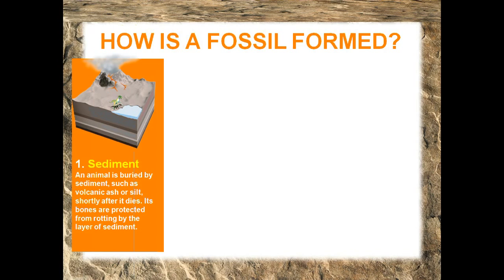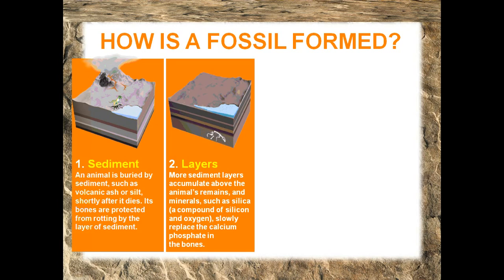Now, how is a fossil formed? It begins with sediment. An animal is buried by sediment, such as volcanic ash or silt. Shortly after it dies, its bones are protected from rotting by the layer of sediment. Sediment layers accumulate above the animal remains, and minerals such as silica, a compound of silicon and oxygen, slowly replace the calcium phosphate that is found in bones.